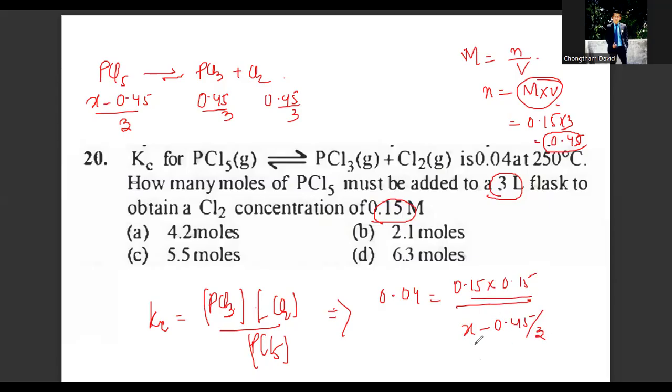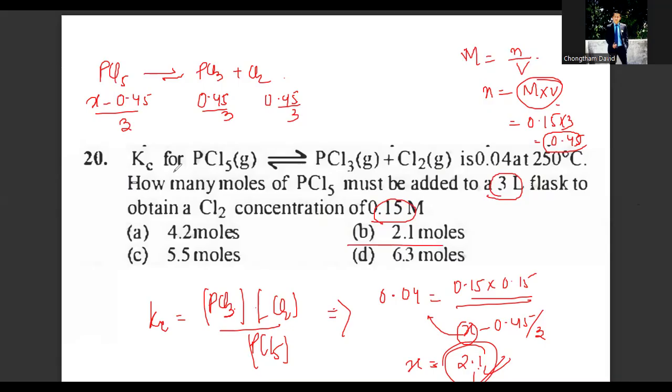Simplify this, and when you transpose this to the right side, multiply again by 3x. So 3 into 15, 45 into 15, it will be divided by 2x, now x equals approximately 2.1 moles. Question 20, option B is the answer. I hope it is clear.